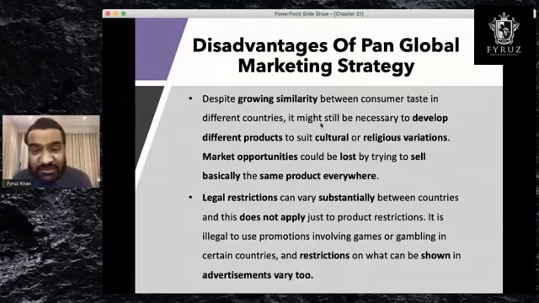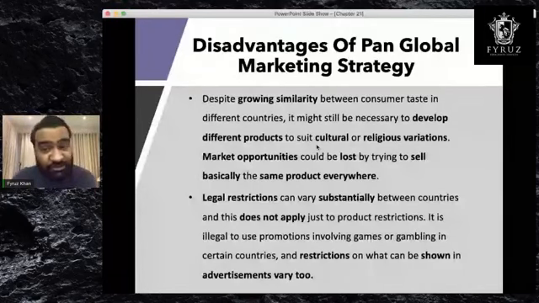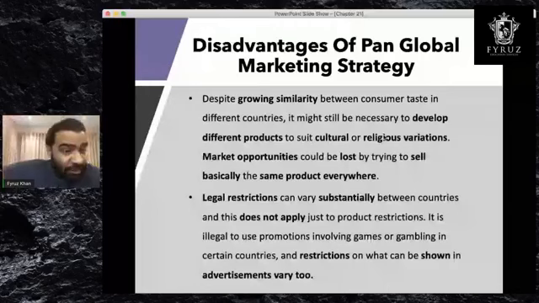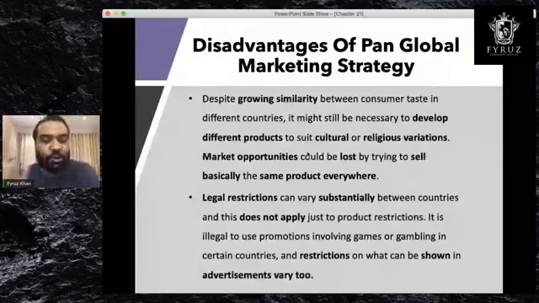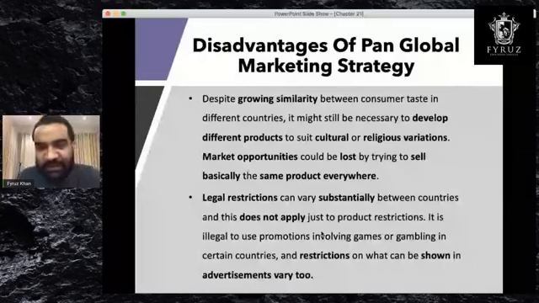However, the disadvantage is that it does not consider personal factors, because people are different from country to country, from region to region. Islam is different, Hinduism is different, Christianity is different. The mentality of people in Bangladesh is different from that in India or China or Russia. So you're not taking that point of differentiation into account. There also may be legal restrictions on how things work in different countries, in terms of advertisement and marketing. So these are the two disadvantages.